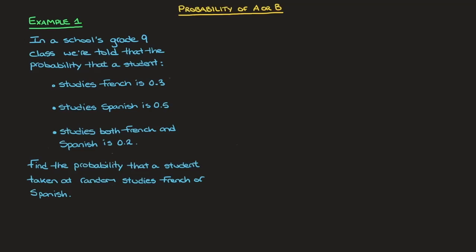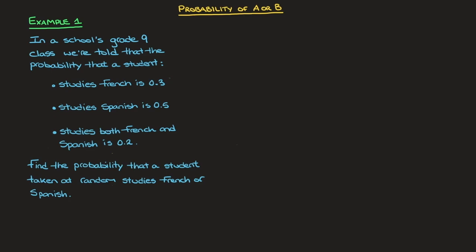Hi everyone, in this video we're going to be learning how to calculate the probability of A or B. In other words, we're going to be learning how to calculate the probability of one event or another one occurring. And for that we're going to be learning about several things.